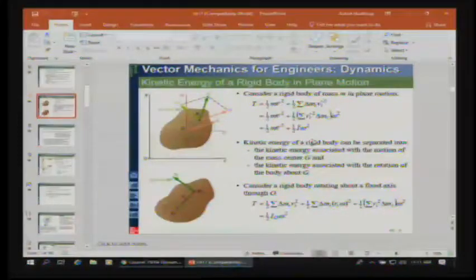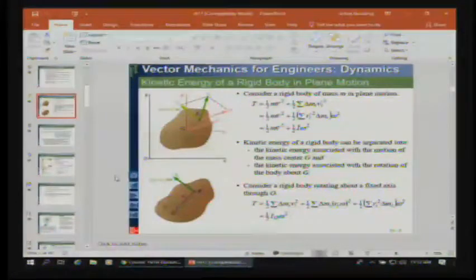So when we talk about a particle, we don't have to think about this second term because everything's all about translation. A particle can't rotate. So when we have a body that can rotate, we have to take into account the rotational piece of that as well. And once again, if you work this out, that would be a mass moment of inertia. You'll see once again that the units are consistent, units of energy. All right, so the kinetic energy of a rigid body is separated into those two things: the kinetic energy associated with the motion of the mass center, and the kinetic energy associated with the rotation about the center.